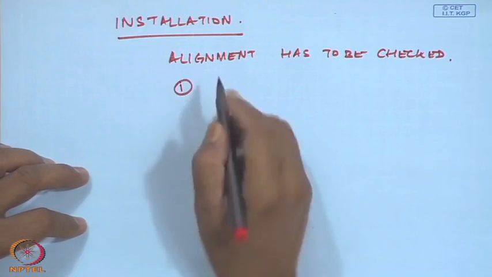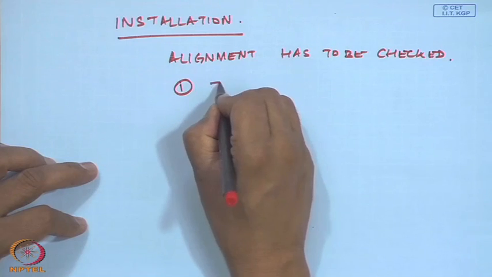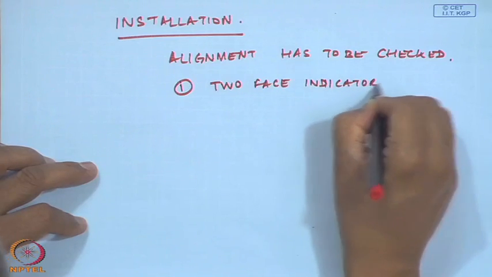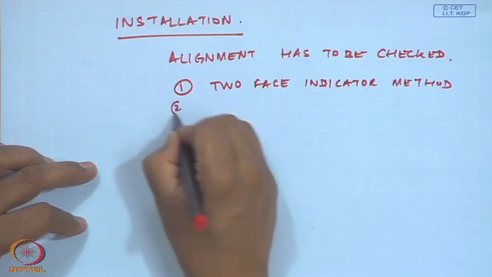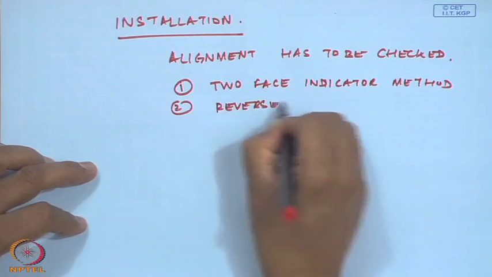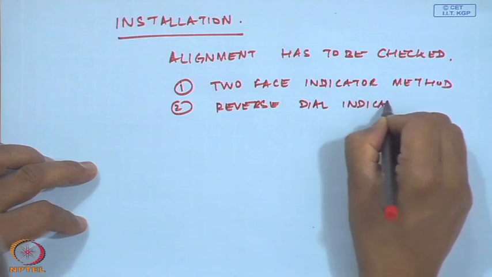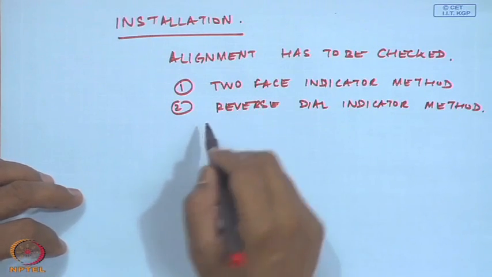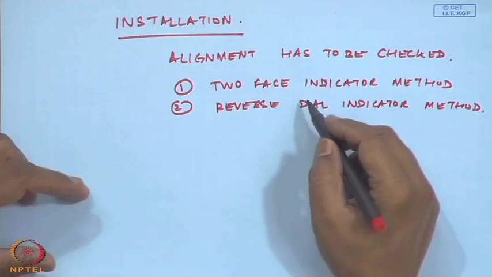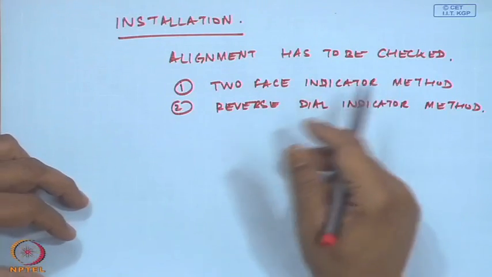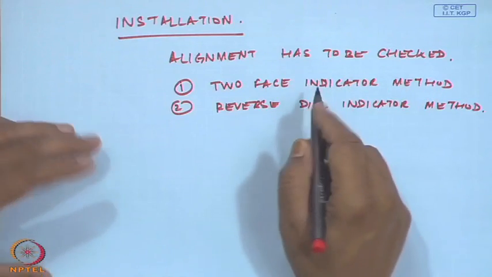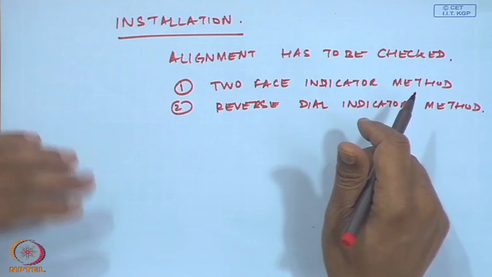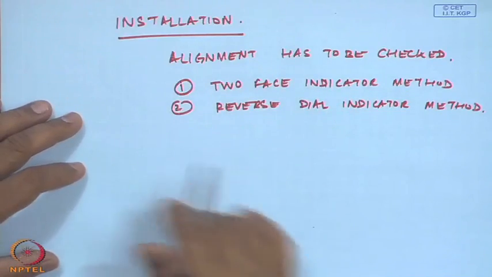And the traditional methods are by using dial indicators, what is known as the two-phase indicator method. Another is the reverse dial indicator method. Of course, these were the preferred methods in the industry, wherein you measure the radial runouts in four different locations, that is the 12 o'clock, 3 o'clock, 6 o'clock, 9 o'clock locations, and then try to estimate the average radial runout, and then try to use the shims either in the vertical plane or in the horizontal plane or across the two foundation axes as I discussed.